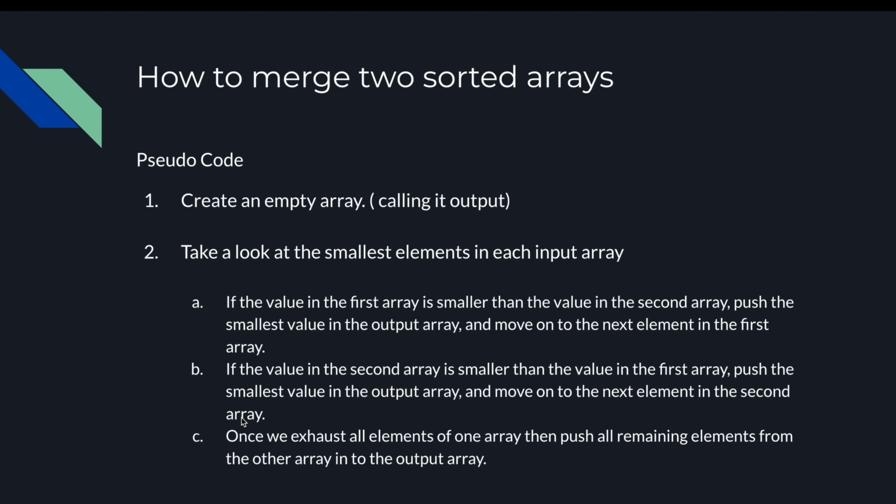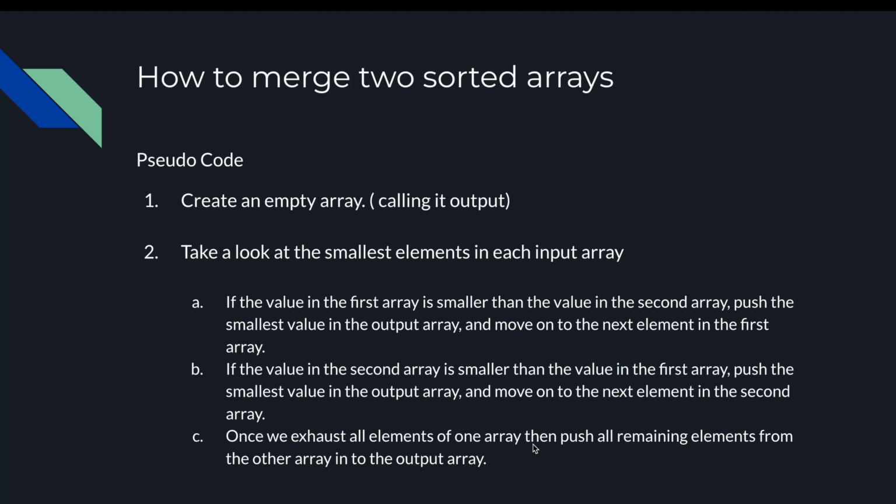This might be a little confusing, but we will see how it works visually and then we will write code for it. But let's try to understand it first, because understanding the concept is more important here. Writing code will be easy. Once we have exhausted all elements of one array, then we can push all the remaining elements of the other array into the output array.